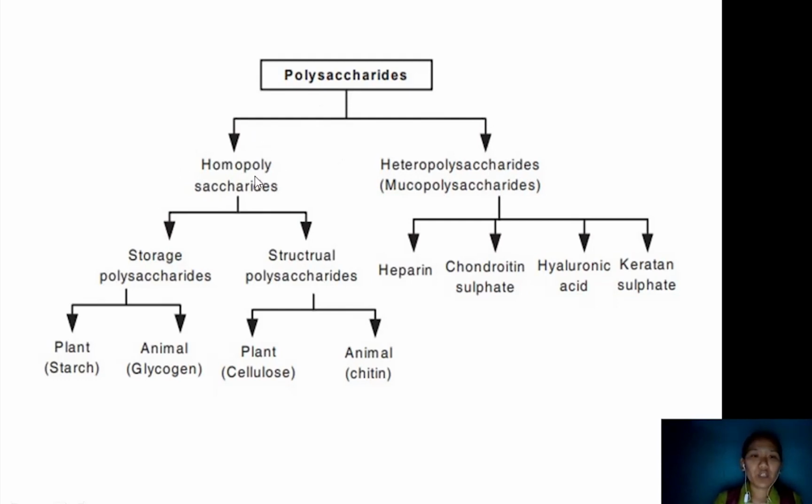This homopolysaccharide can form a storage or a structural part of the body. Storage examples are starch and glycogen, in plants and animals respectively. And then structural: in the case of plants, there is cellulose, and in the case of animals, there is chitin, which forms the exoskeleton of certain arthropods. Now, talking about the heteropolysaccharides, these are composed of different types of monosaccharides.